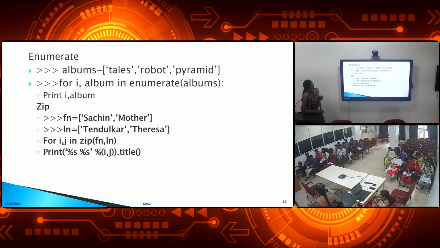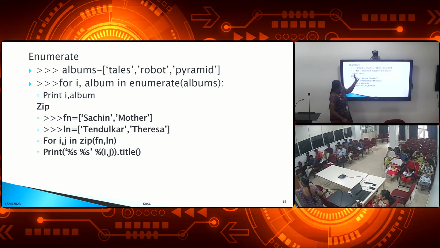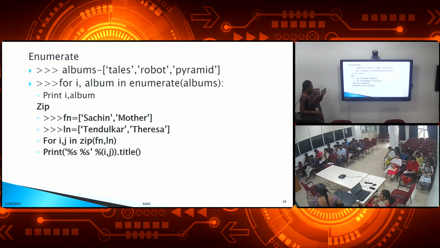And this is for enumerate. Enumerate is nothing but, you have some variable, for i, that variable in enumerate of albums. Automatically it prints i and album, in the sense that we zip everything together. The same goes for the for loop: how many items are available in that particular list, everything is zipped together.